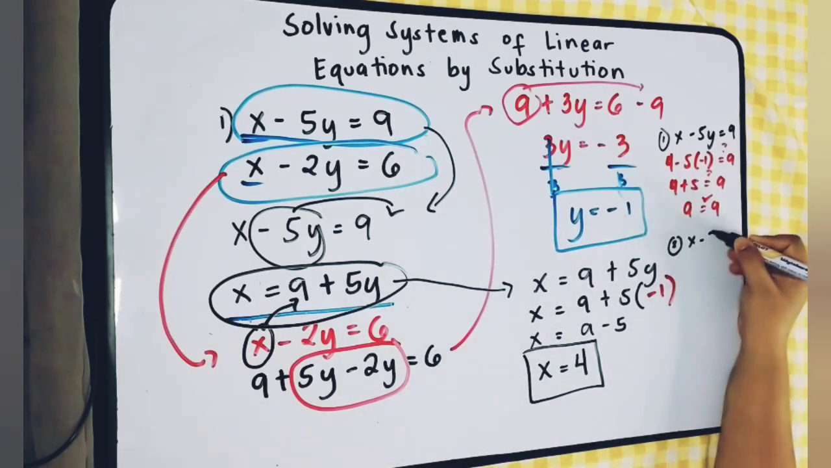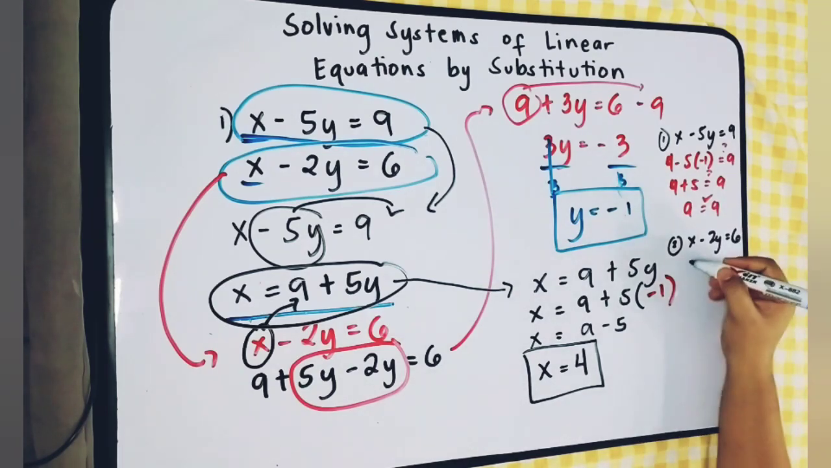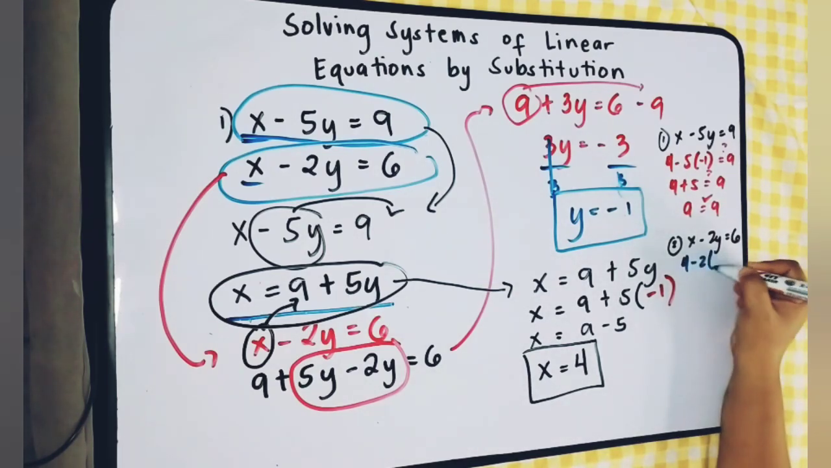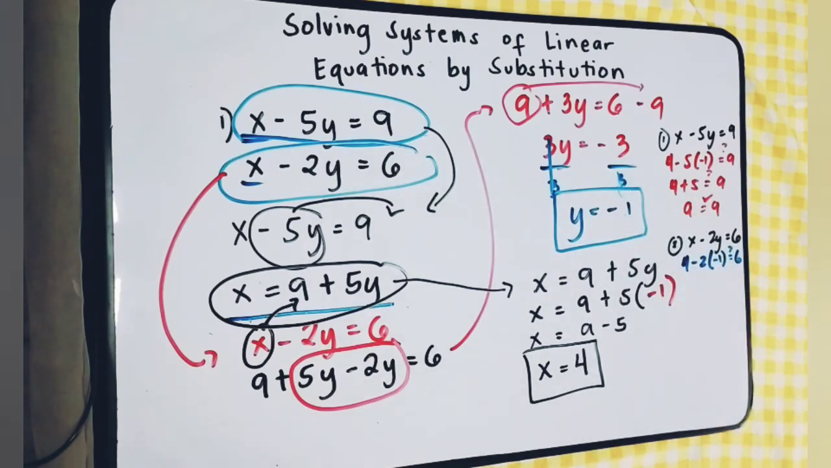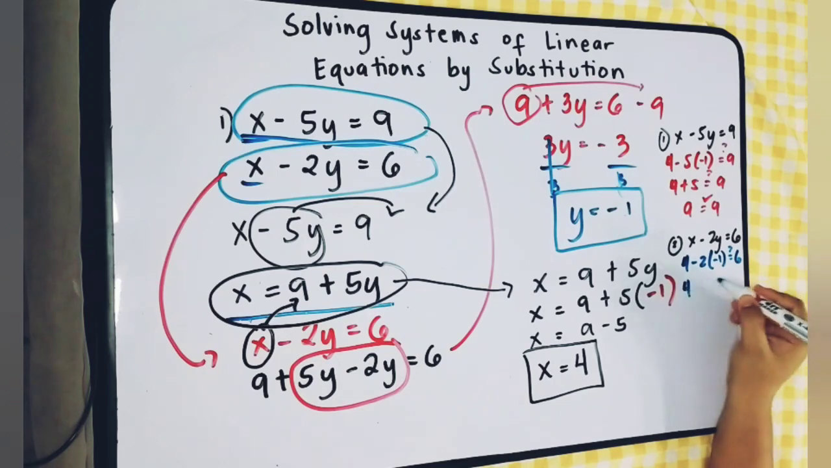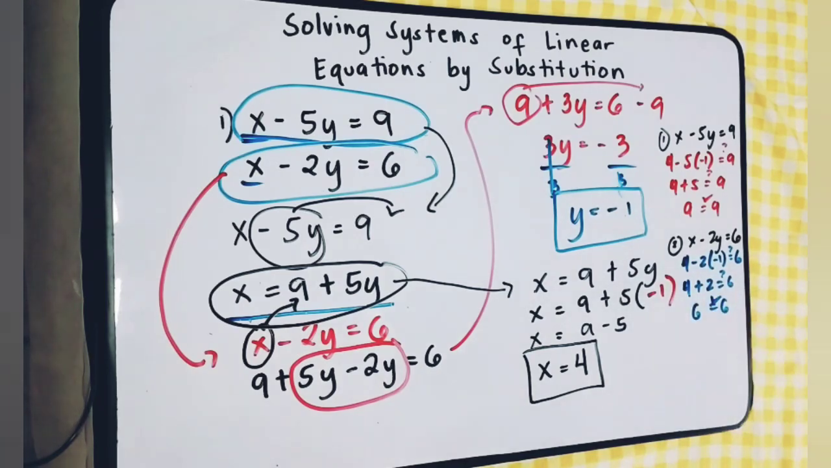We have x minus 2y equals 6. So, again, substitute x with 4. So, we have 4 minus 2 times y, so, times negative 1 equals 6. So, we have here 4. Negative 2 times negative 1, that is equal to positive 2. Is it equal to 6? So, 4 plus 2, 6 is equal to 6.